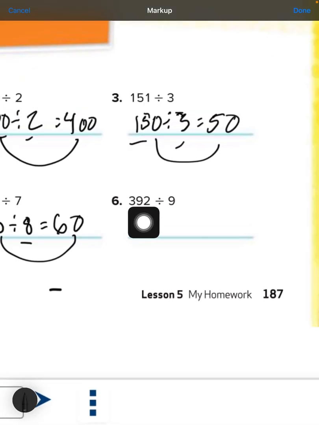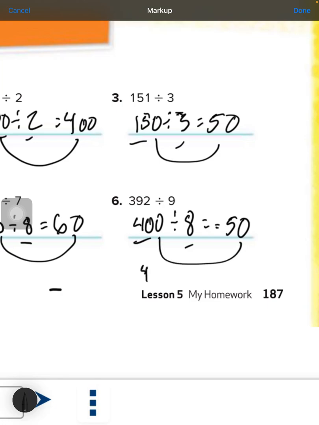Number 6, 392 does not work well with 9. Let's round 392 up to 400. I think you could round it up to 10. The book does this because then 40 divided by 8 equals 50. Or you could do 400 divided by 10, cross off a 0, and then 40 divided by 1 equals 40. Just as long as you show how you got your answer, it'll be okay. But you try to get them as close as you possibly can. So I'm fine with that one or that one.